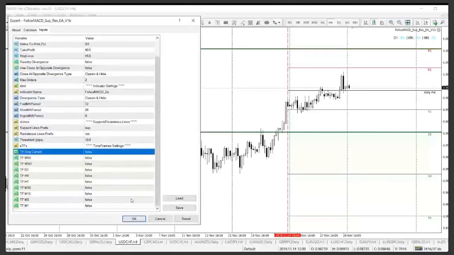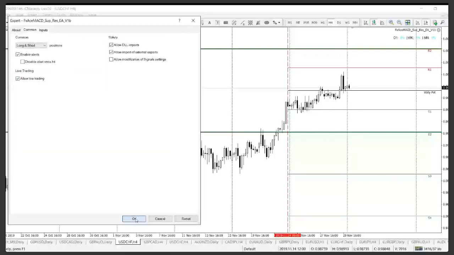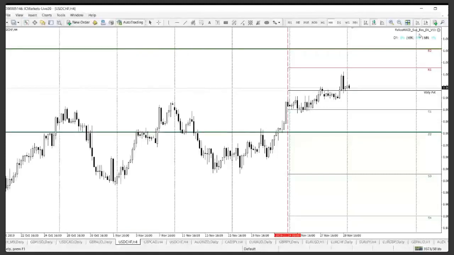True, true, true, and also the 4R true. Long and short, live trading, and that's it. Okay, it's green light, and just go on. So you go on to your next asset, make sure the smiley face.